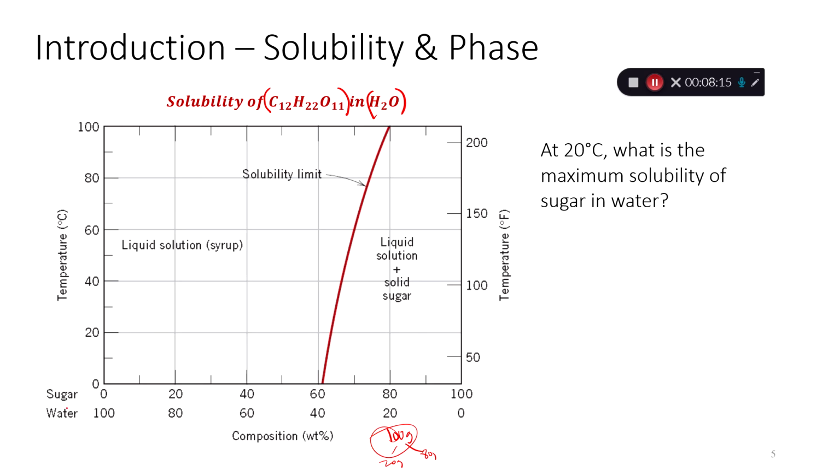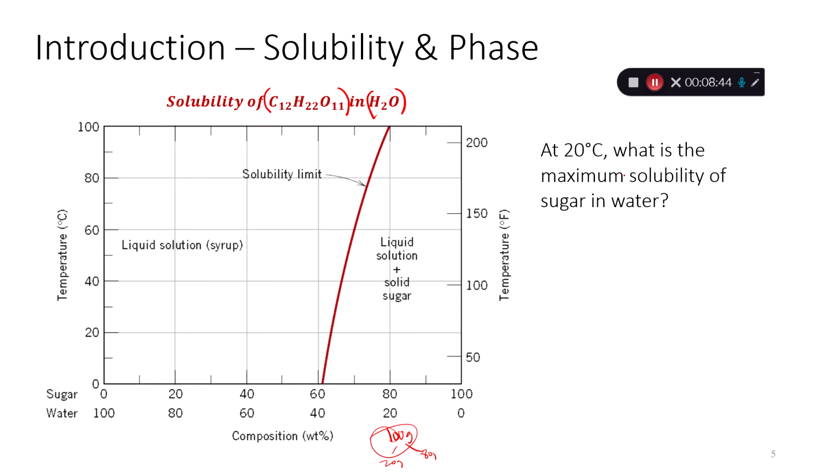Okay, so this is just an example. You are sometimes given both components, but sometimes you're given only one. So if, let's say, this water is not here, then you need to know that water will complete the percentage. Okay, you'll see that more as we go along. So the question here is, at 20 degrees Celsius, what is the maximum solubility of sugar in water?